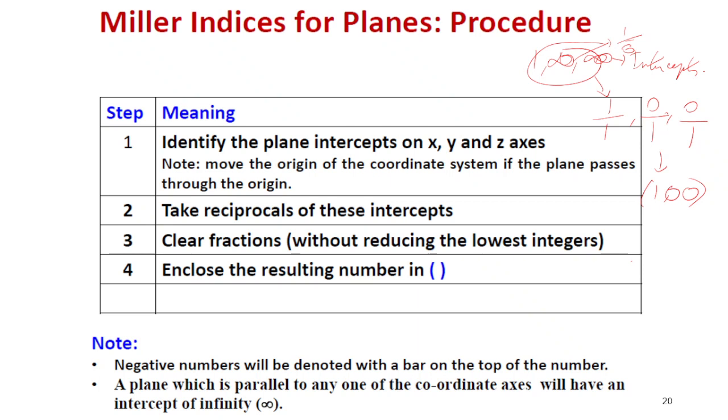Sometimes you will have problems where you have intercepts like 6 comma 4 comma 2. In this case, what we have to do is just take the reciprocal: 1 by 6, 1 by 4, 1 by 2. Then we take the LCM, which is common for all these three. Number 6 is common, is it not? So on top, if 6 is common, we have to somehow... This is common, sir.